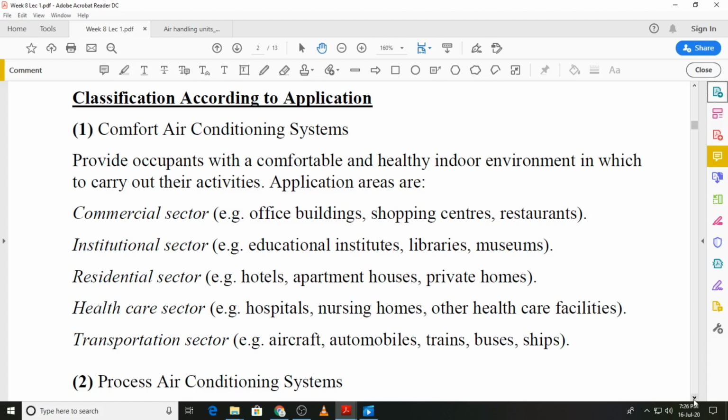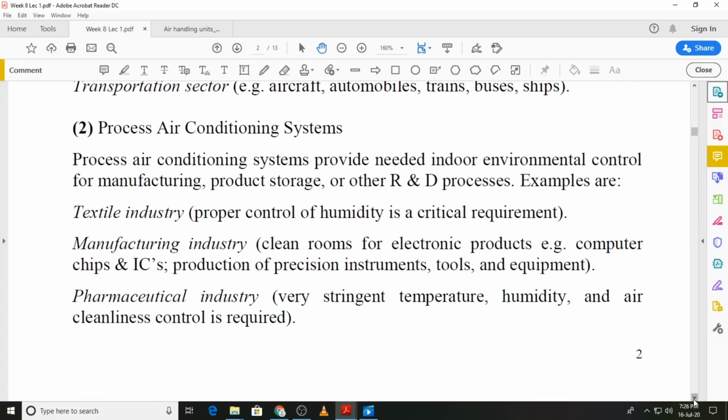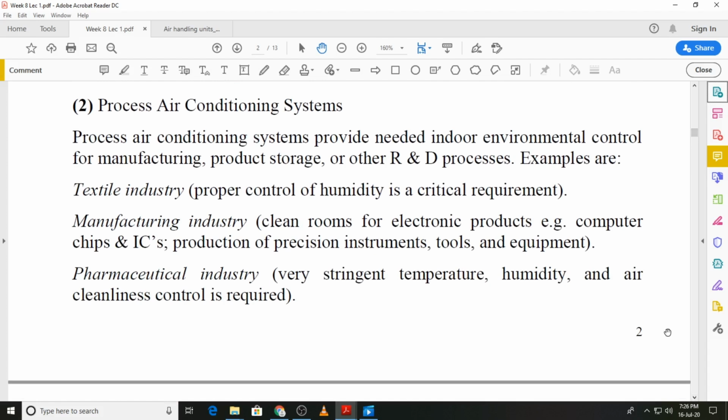Then we move on to the industrial application, that is process air conditioning, and there are several examples. I've just identified a few over here. For example, in the textile industry, when we manufacture a particular textile or a fabric, the fiber that is used for manufacturing has its properties very much dependent on the humidity and the temperature levels, and those are controlled by using some sort of an air conditioning system. Then we have various applications of air conditioning in the manufacturing industry. One very important example is in the manufacture of integrated circuits and computer chips, which require an exceptionally clean environment and a very precise control of the temperature and humidity levels within that environment.